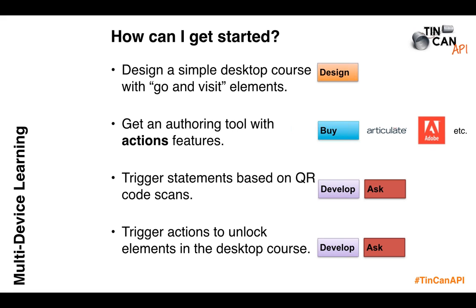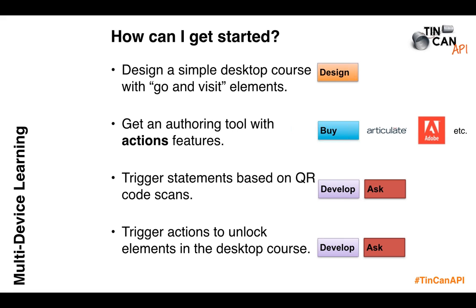That might be something simple. It might be that the QR code scan takes you to an authoring tool and you've got that set up to send statements. Or it might be that you create a very simple web page that just asks the learner their name and email address and then triggers a statement. Or, if getting more advanced, you might create a whole mobile app that includes a QR code scanner. But that's going to be a lot more work and not that simple a pilot project. You'll then trigger actions to unlock elements in the desktop course.